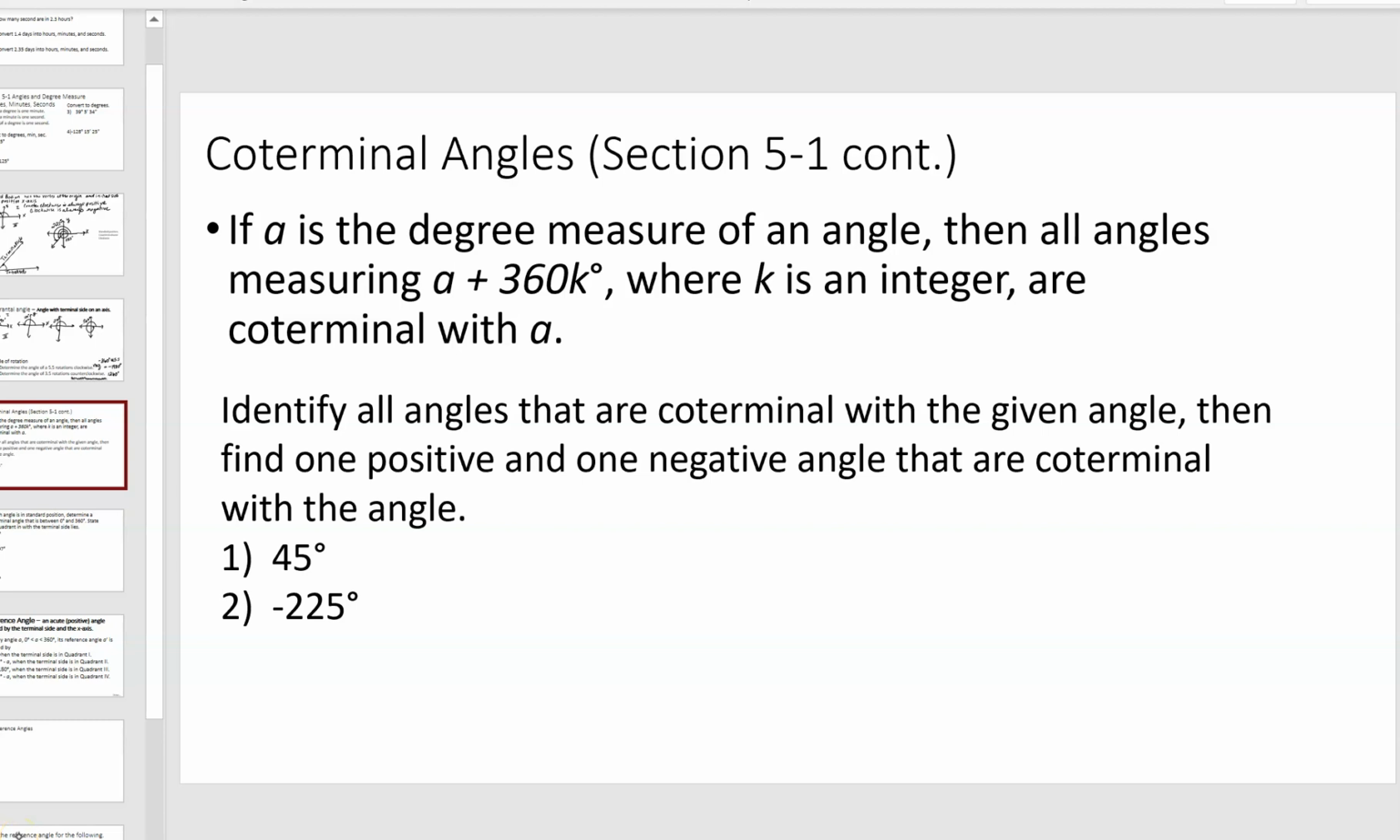More angles. Now we're going to talk about coterminal angles. Coterminal angles have the same terminal side. That's why they're called coterminal angles. And the technical definition of them is this right here. If A is the degree measure of an angle, then all angles measuring A plus 360 times K, where K is an integer, are coterminal with angle A.